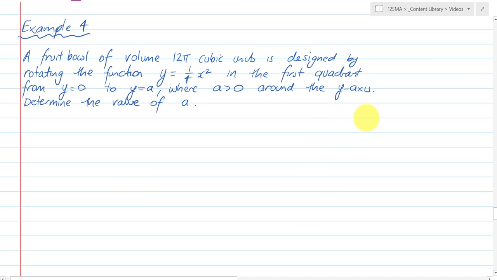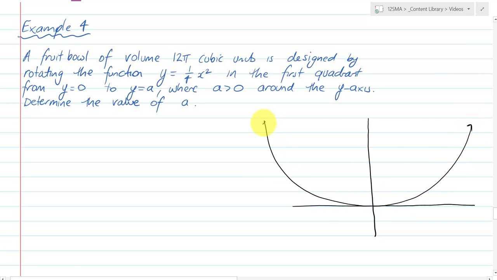Okay, so let's first of all get our heads around this question by drawing an idea of the function. 1/4 x squared will look like this. A quarter, remember, is a dilation. It is a vertical dilation that flattens it out, which kind of makes sense. We like our fruit bowls to be nice and flat. This is our y-axis. This is our x-axis. Now, this is 1/4 x squared in the first quadrant. It's from y equals 0 to y equals a. Actually, I'll put a up here somewhere. a is there. a is the point. So when you rotate it around, the volume is 12 pi cubic units.